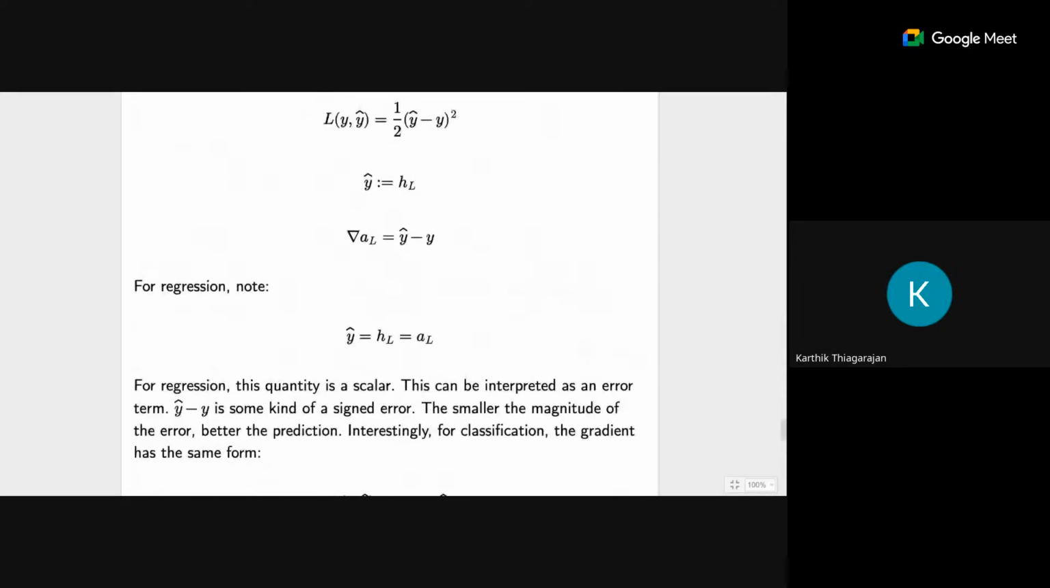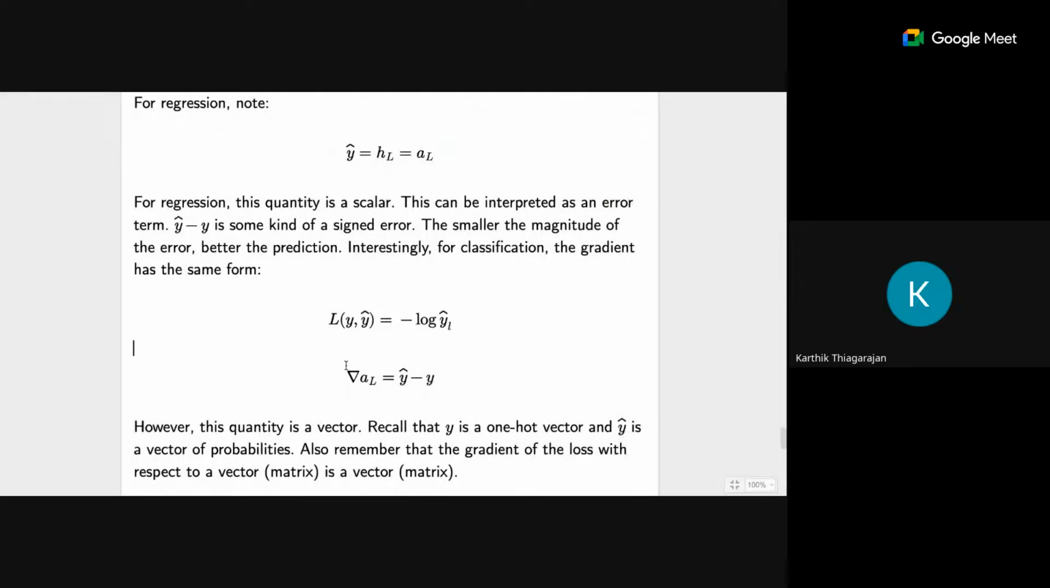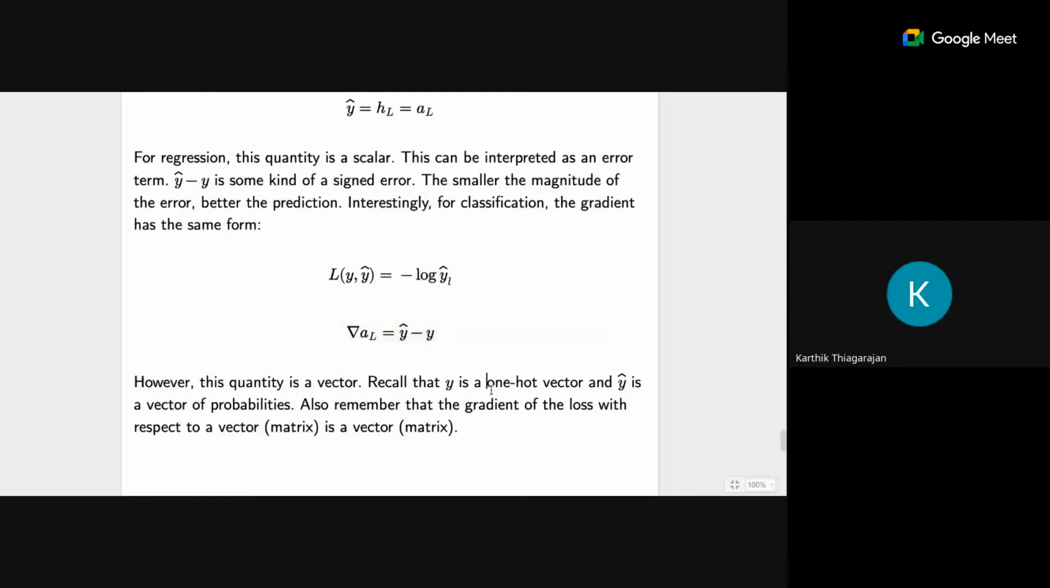So I'm calling this AL, and for classification also, the gradient with respect to AL turns out to be y hat minus y. Okay, is this fine with everyone? Can I go ahead?